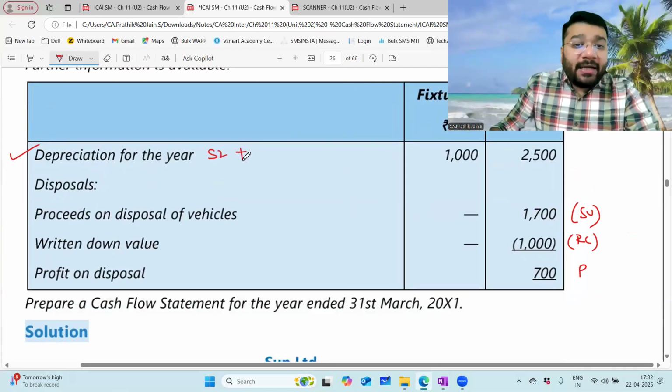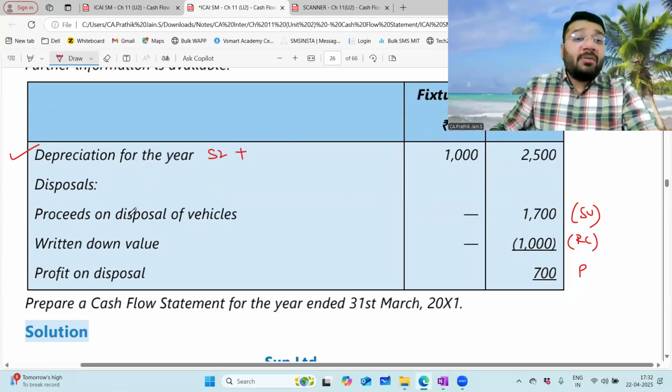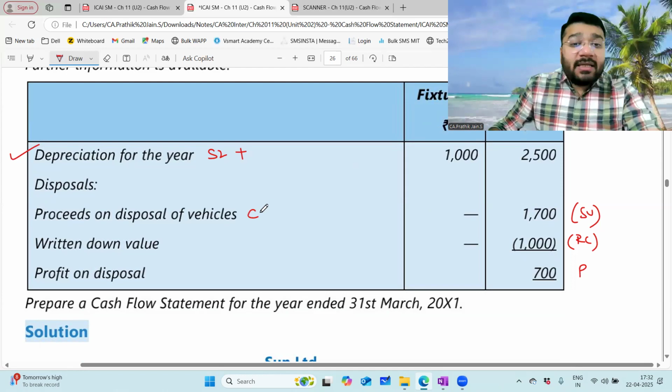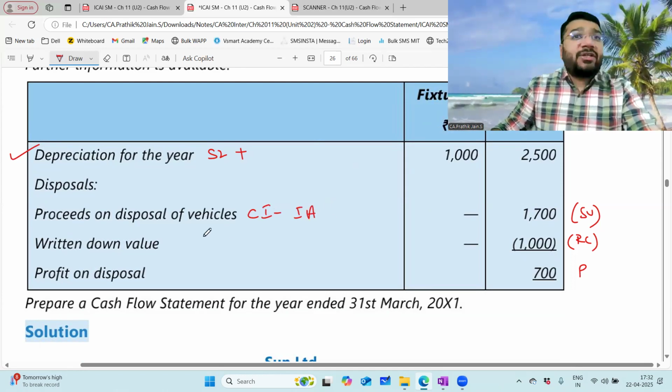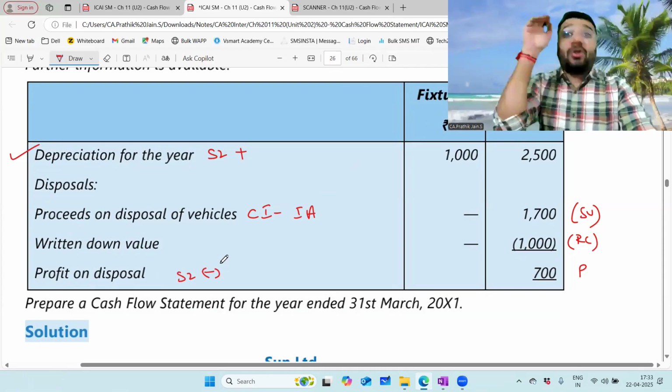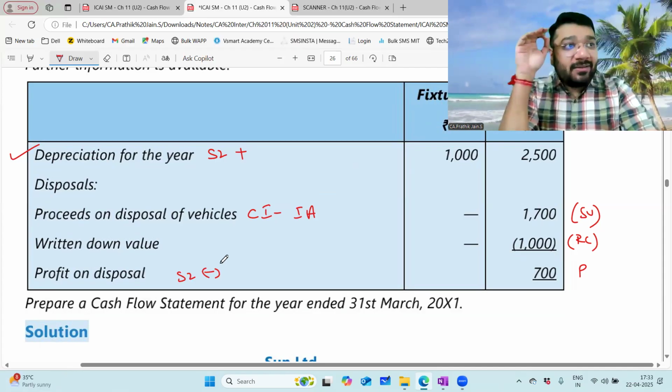Sir, in segment 2, I need to add back. Wonderful. Proceeds on disposal of sale 1,700. What am I supposed to do? So this is cash inflow of the investing activity. Okay. Return on value, anything I should do? No. Profit on disposal. Segment 2, I need to minus because profit is already included in the profit before tax.